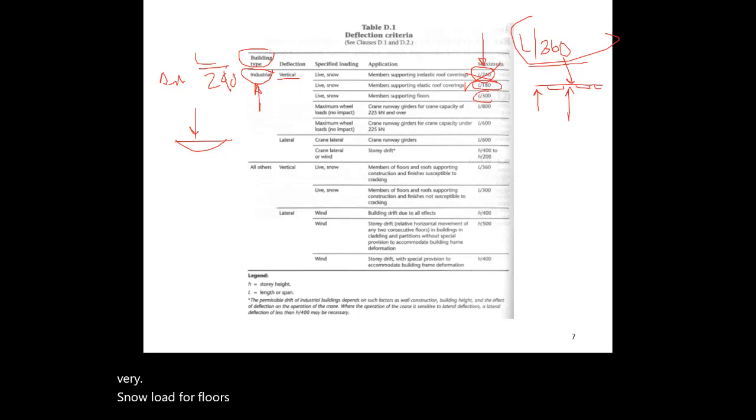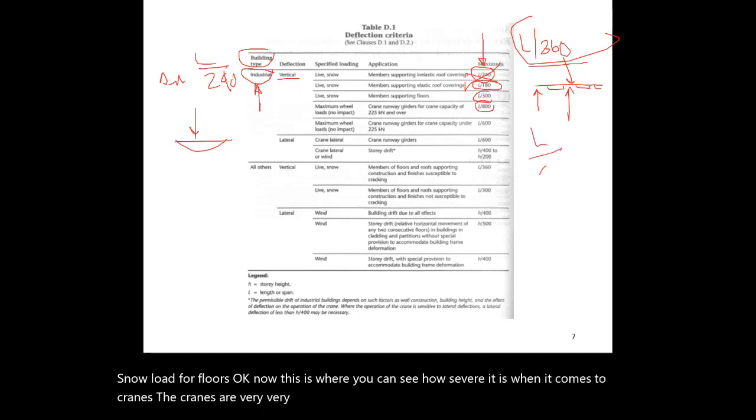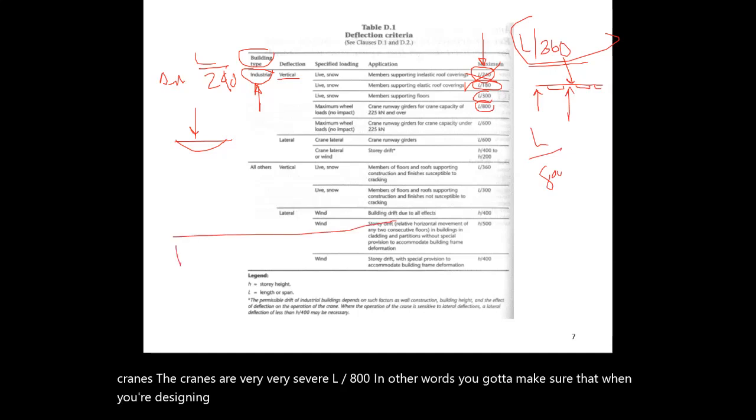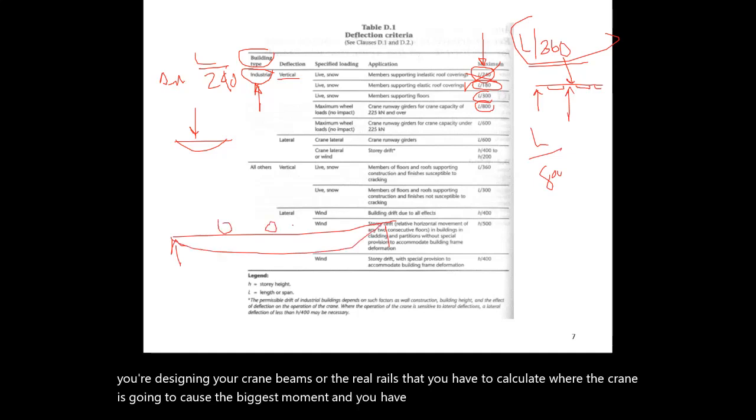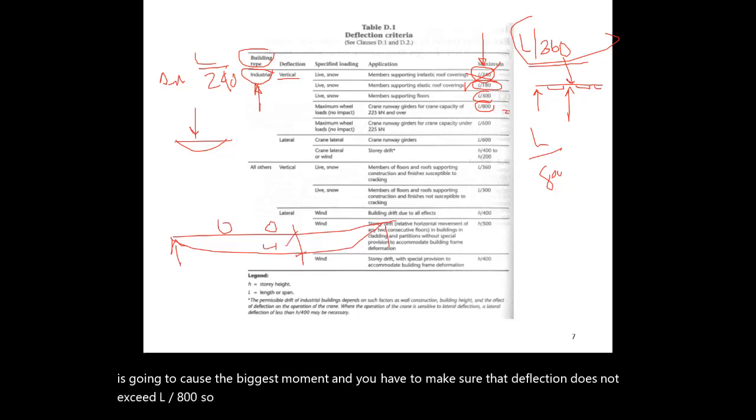Now this is where you can see how severe it is when it comes to cranes. The cranes are very, very severe, L over 800. In other words, when you're designing your crane beams or the rails, you have to calculate where the crane is going to cause the biggest moment, and you have to make sure that deflection does not exceed L over 800. So see how severe it is for a crane. Now, maximum wheel loads, 600, okay?